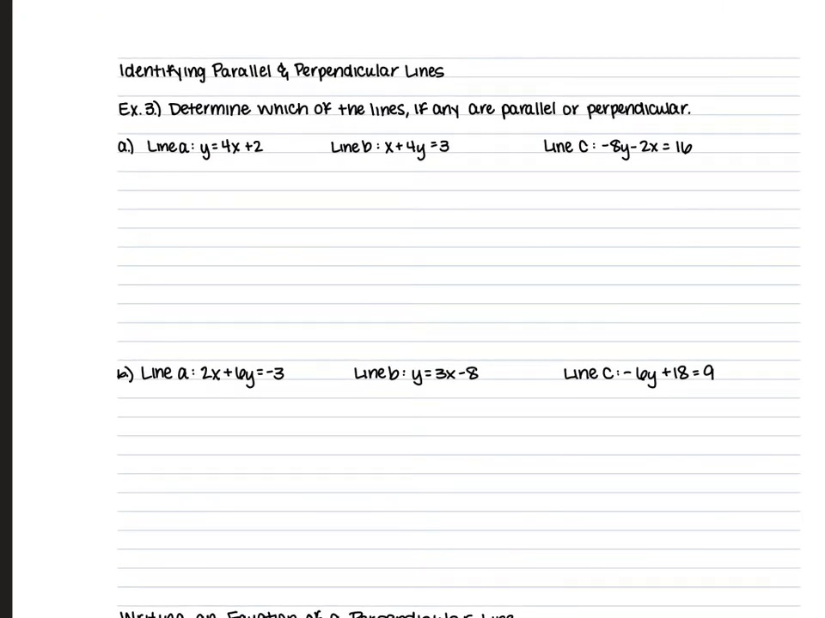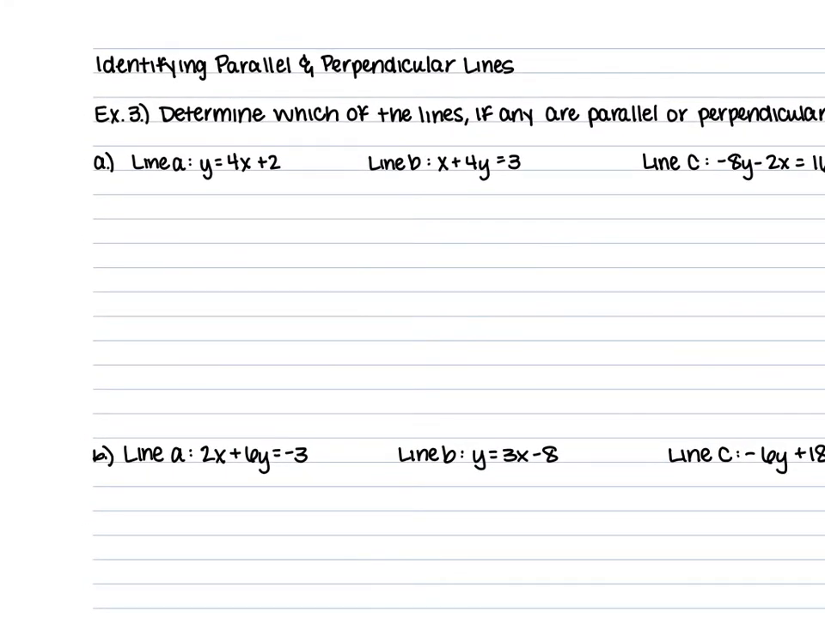For example 3, we're determining which of the lines, if any, are parallel or perpendicular. So for line A, we have y is equal to 4x plus 2. Our slope for this one is 4.